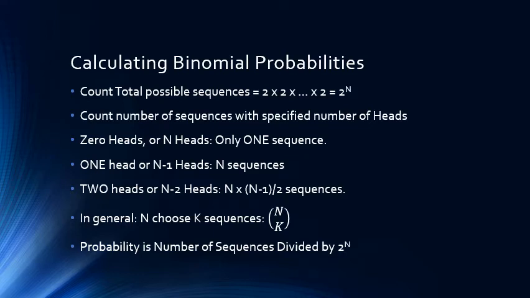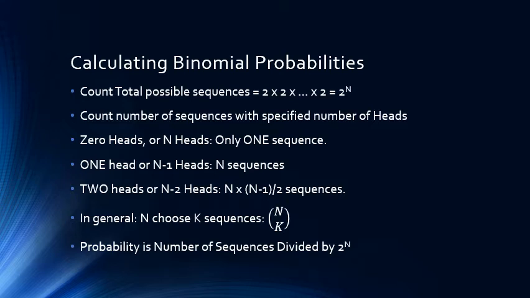The second step is to count the number of sequences with the specified number of heads. If I want to calculate how many sequences there are with zero heads, I just count them. With zero heads, it's easy. There's only one sequence and it has all tails in it. So the probability of this sequence is 1 over 1024. Now, when you get to one head, there are 10 such sequences, because you can put one head in the first position or in the second position or up to the 10th position. So there are 10 different sequences, all of which have one head. The probability of these 10 sequences is 10 over 1024, which is approximately 1%. And that is the probability of seeing one head.